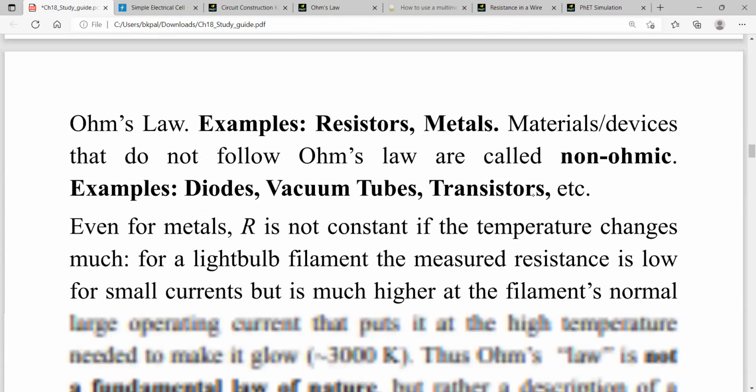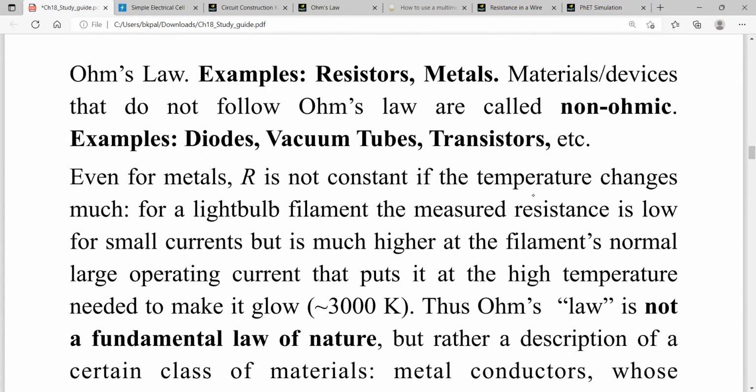So what are the ohmic substances? Resistors. I'm going to talk a little bit about resistors in the next slide. Metals, they are ohmic substances. And what are the non-ohmic substances? Diodes, vacuum tubes, transistors. These are examples of non-ohmic substances. Even though metals are ohmic substances, R may not be a constant if the temperature changes too much in a metal.